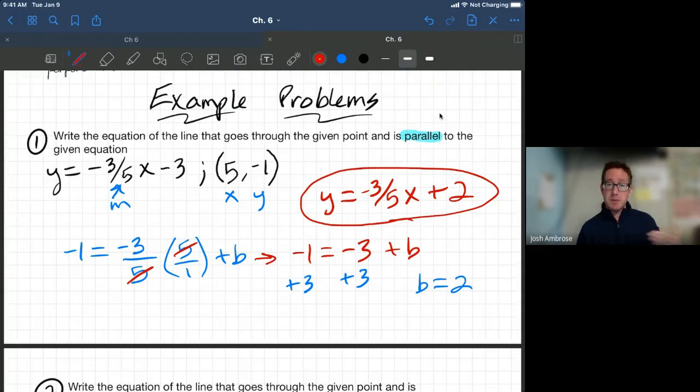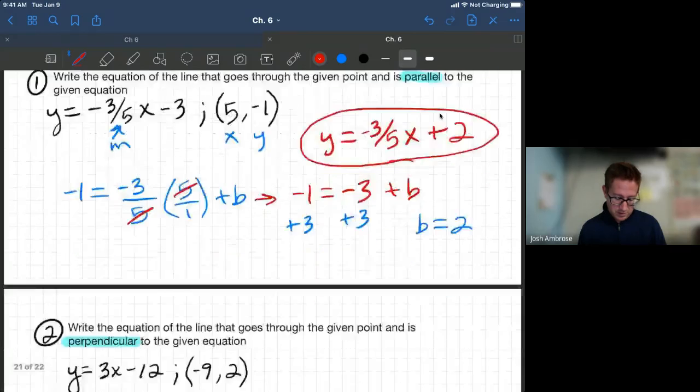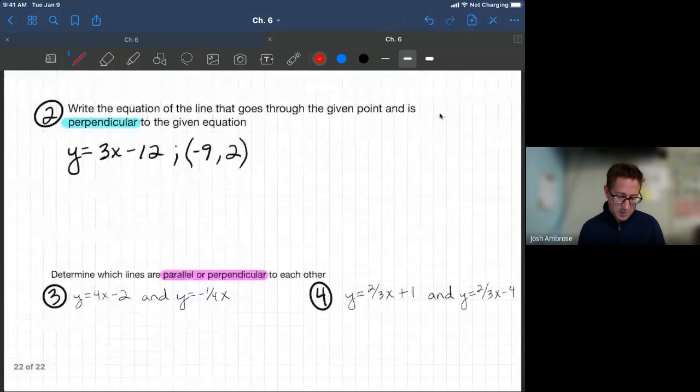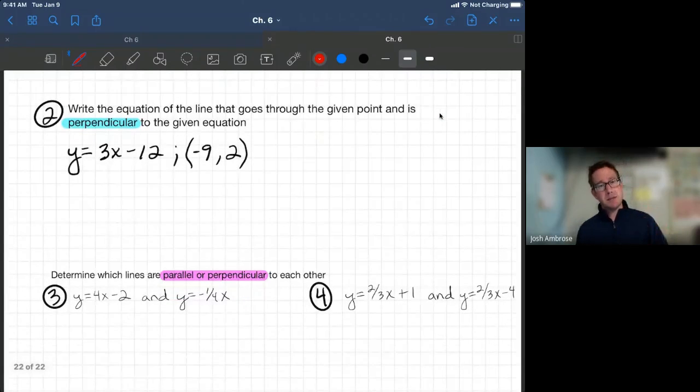Okay, so those are the steps you're going to take. Focus on the slope. If they say parallel, keep the slope the way it is. Look at the point they give you, pull out the x, pull out the y, solve for a brand new b, and then at the end, put it all back together to create the new equation. All right, let's do another example problem, but this one is perpendicular.